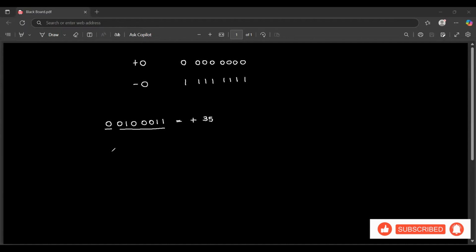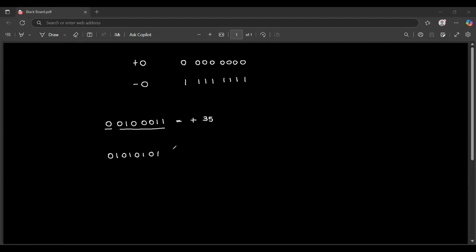Let's say we have something like 0, 1, 0, 1, 0, 1, 0, 1. Yeah, possible. Since the first digit is 0, it's a positive number. And we have 1, 0, 1, 0, 1, 0, and 1. So it will be 1, 4, 16, 64, which adds up to 5, 21, and 85. Okay.